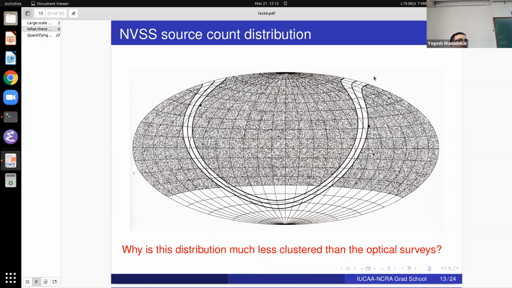Why is that? Any guesses? You're only seeing the radio galaxies, correct? But if radio galaxies are clustered in the same way as optical galaxies, then you should see some signal there.